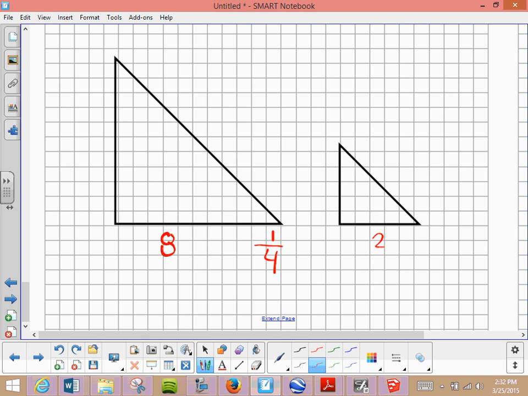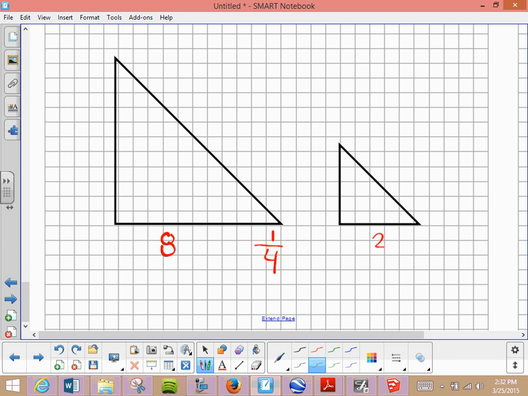Every time that you go from big picture to small picture, your scale factor is less than 1. That means it's going to be a fraction or a decimal. Every time you go from a small picture to a big picture, what happens? You're increasing, right? So that means it has to be a whole number and bigger than 1. Do we have any questions on this so far?